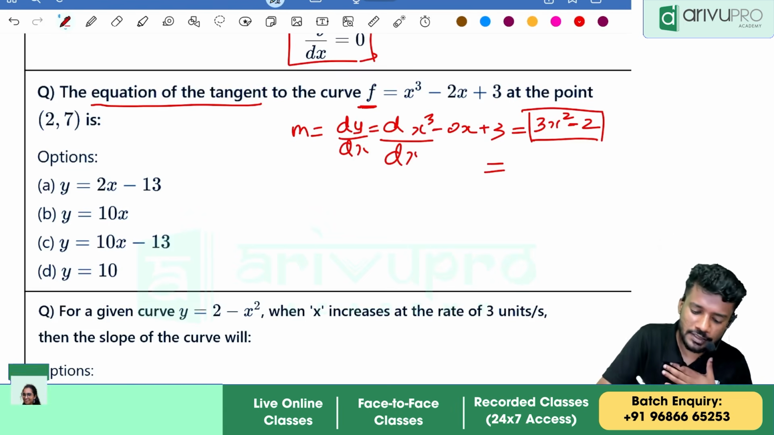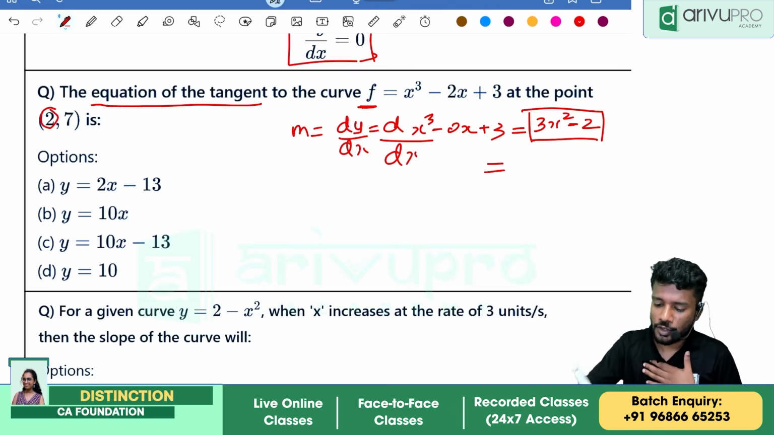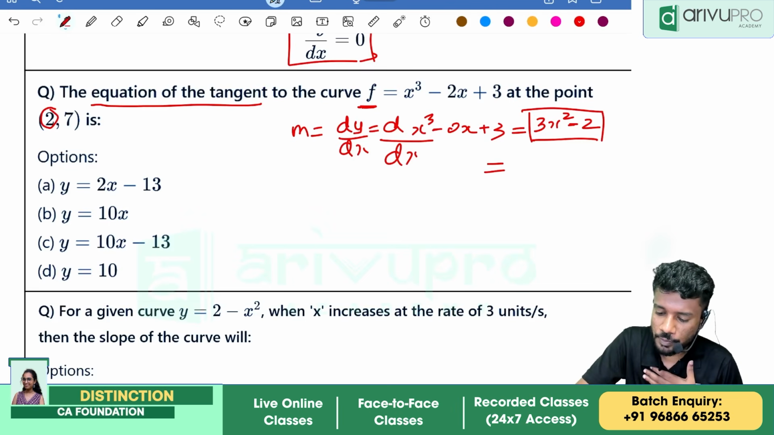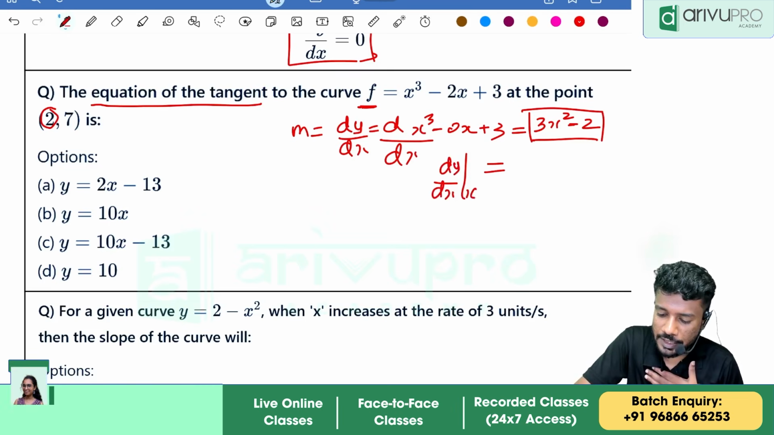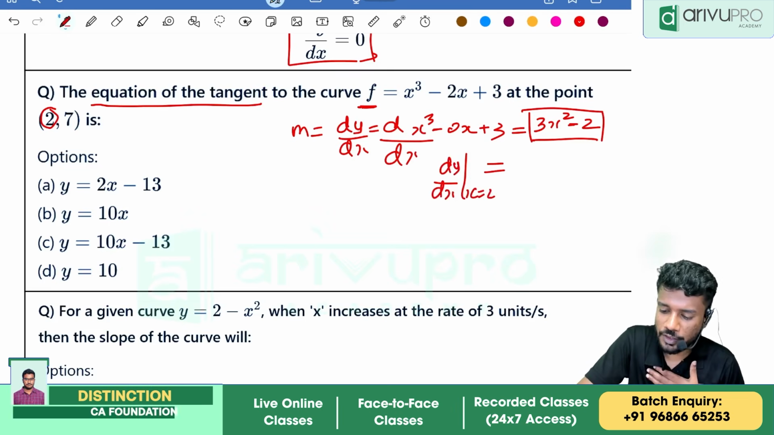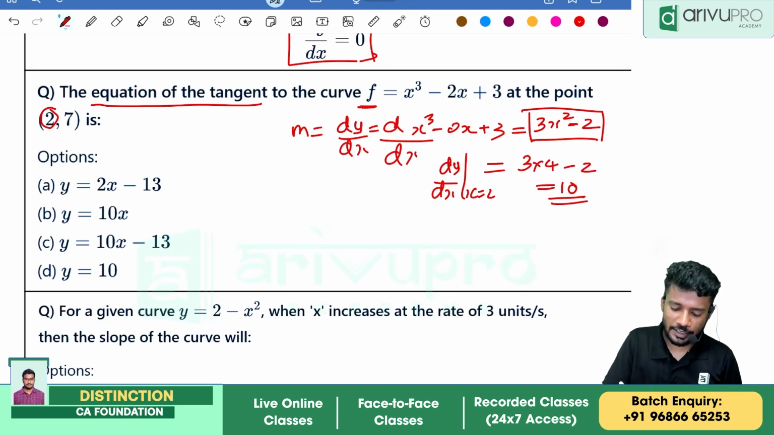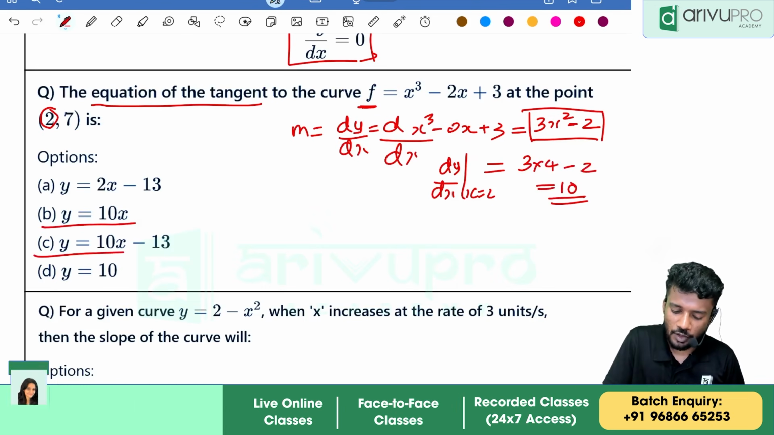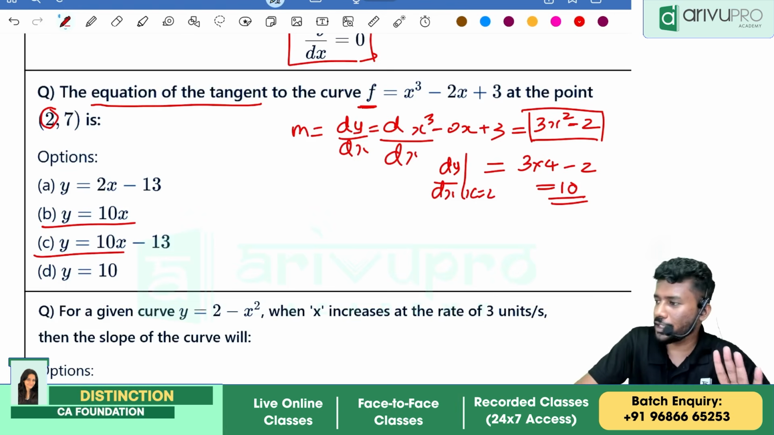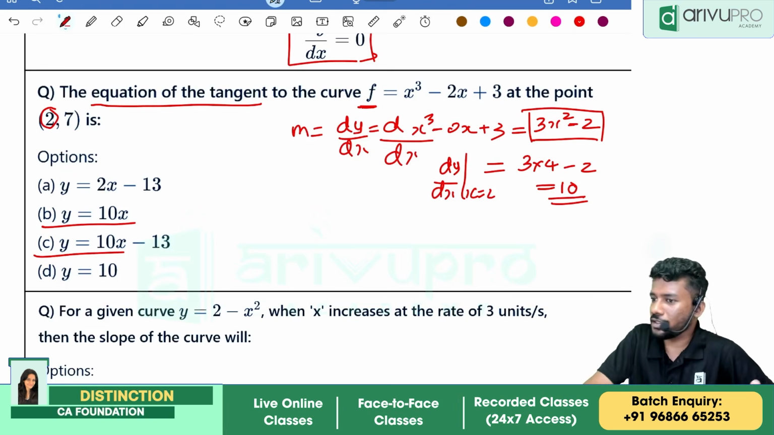X is how much as per the question? 2. Put x is equal to 2. dy by dx at x is equal to 2 is how much? 3 into 4 minus 2, which is equal to 10. Now looking at that, either option B or C is your answer. Correct? Yes, because of the coefficient.